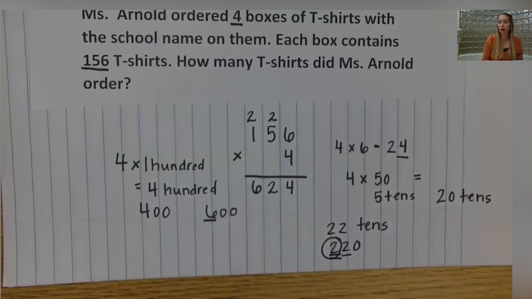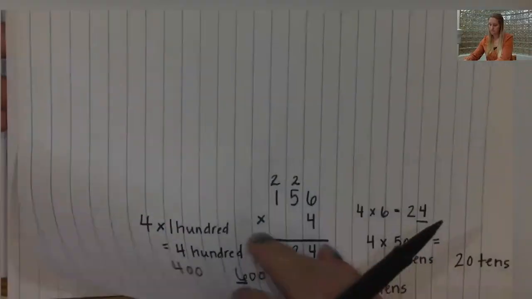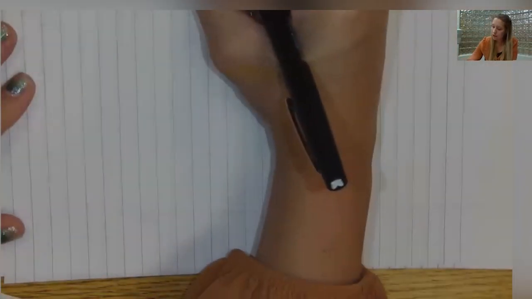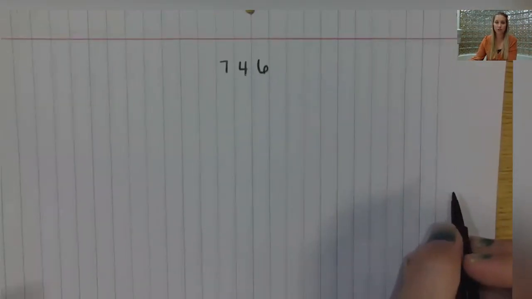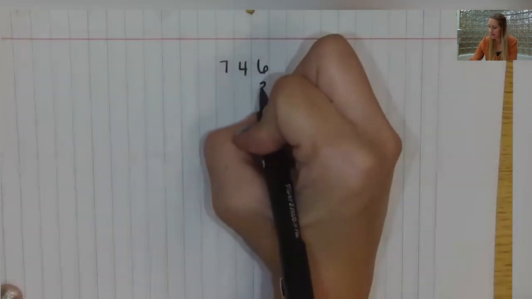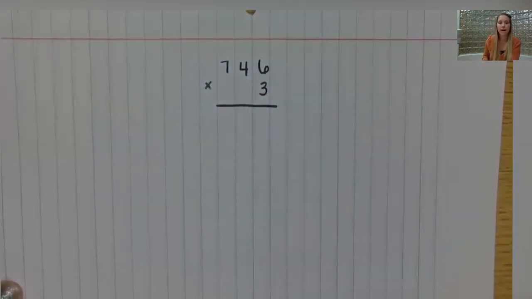So let's continue our practice. Let's try another problem. And we're going to use place value to help us find this product. Write this problem down for me. 746 times 3.